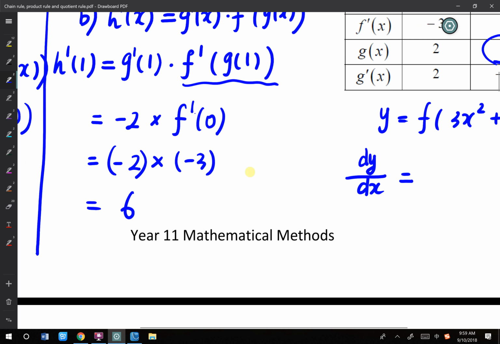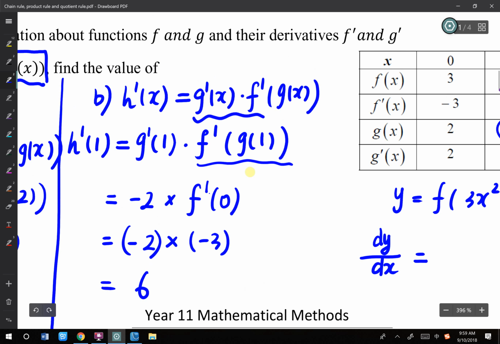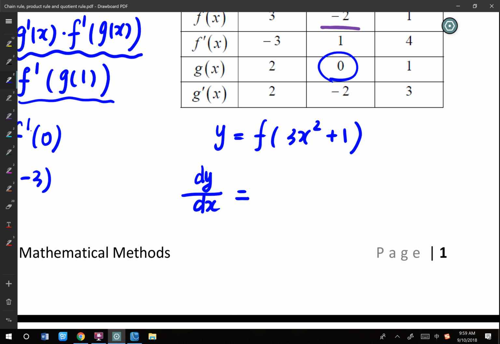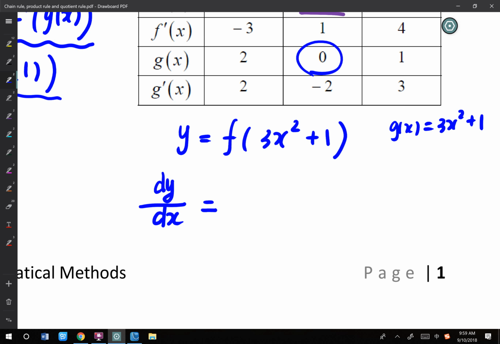Use the same formula here, okay? g'(x) times f'(g(x)). Derive that for me. What's the g(x) in this case? Yeah, so your g(x) is 3x squared plus 1 in this case. Still using exactly the same formula. What can you give me? What's g'(x)?